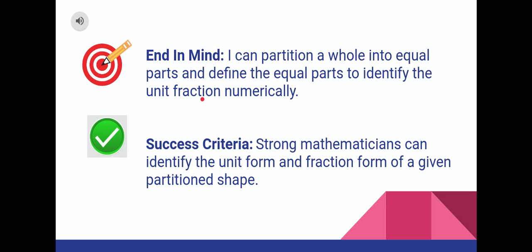We are then going to be able to know how many of those equal parts there are and see how many units will be in each one. So whether it is broken up into 3 or 4 or 5 units would be the unit fraction. To be successful today, strong mathematicians can identify the unit form and fraction form of a given partitioned shape.